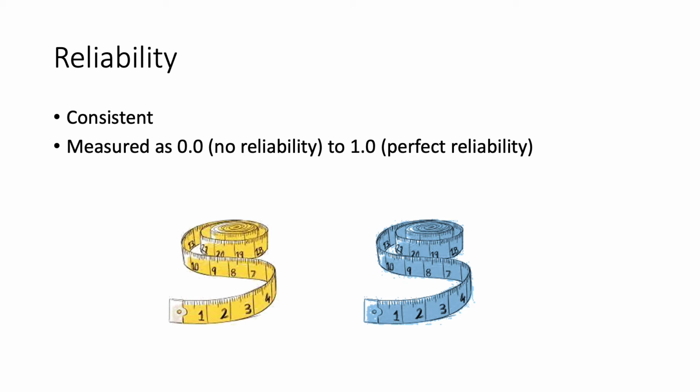Reliability is assigned a number. It's measured between 0, which means it's not reliable at all, to 1, which means perfect reliability. And what this does is it measures the strength of the relationship between either the first test and the second test or 2 different tests. So reliability is given a number.